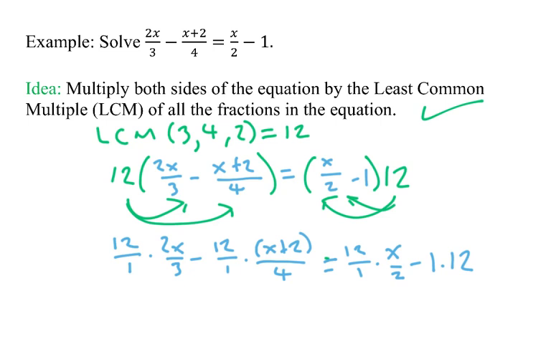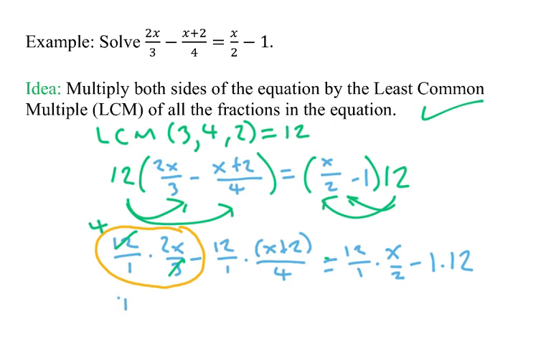Now, why on earth would we do this? The next step will show you why this is so important. As you look at the various products of fractions, say right here, the 12 over 1 times the 2x over 3, you will notice that the 3 in the denominator can divide into the 12 in the numerator 4 times, so that that product there is just 4 times 2x, which, let's go ahead and write that down. We don't need to, we can save time later.